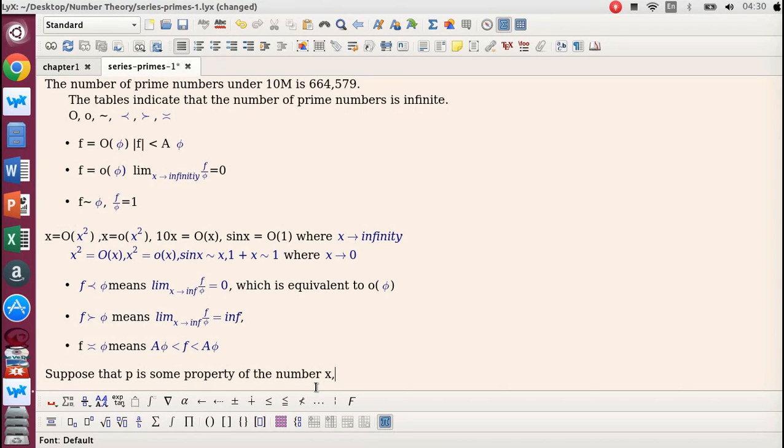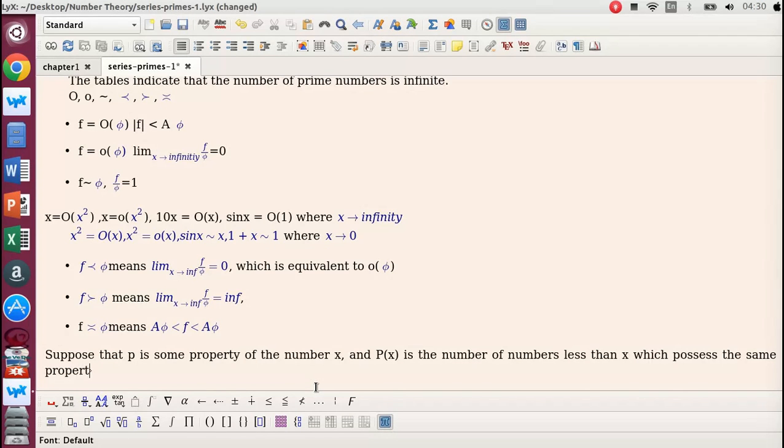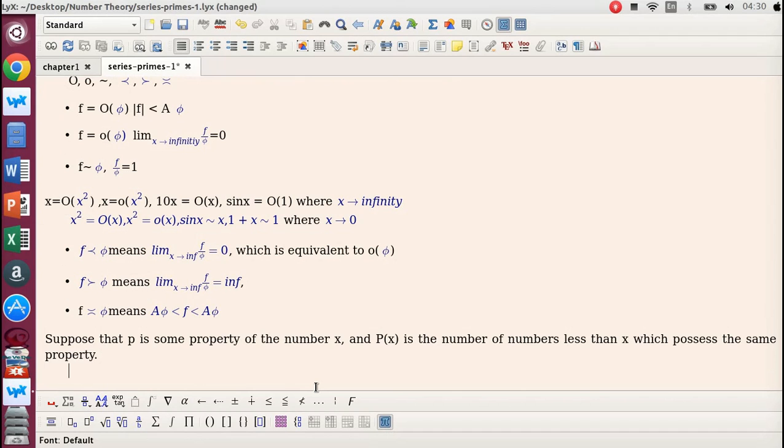Okay, and P of x is the number of numbers not exceeding x which possess the same property. So P is some property, which is a composite of the number x. So x is a composite, and the function P of x is the total number of numbers less than x which possess the same property. Then first of all, P of x is asymptotic to x when x approaches infinity.